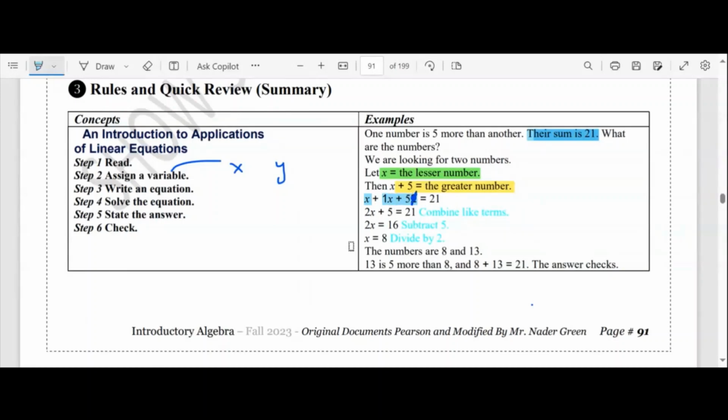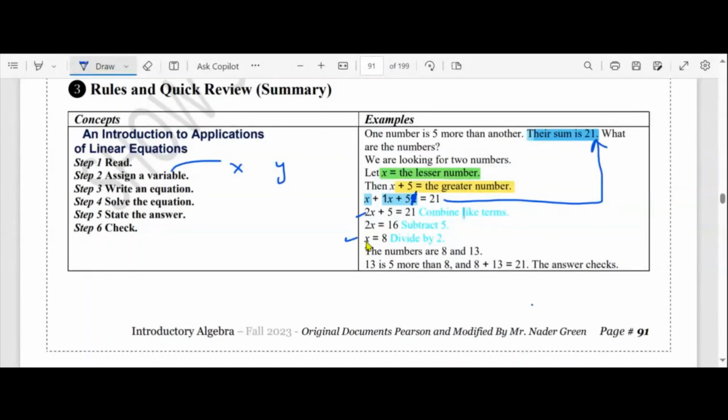Please remove this value next to the 5. Equal what? He said equal how much? 21. Is this clear? So I have X plus X plus 5 equal 21. So then move the 5 to the other side. Subtraction is going to be 16. 2x equals 16. X equals how much?